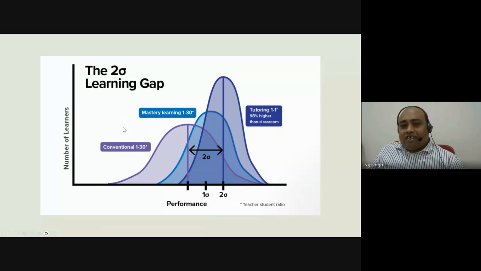So he took a conventional class, which has 30 students, and this is the number of learners on the y axis, and x is the performance. So you see, it is somewhere here.